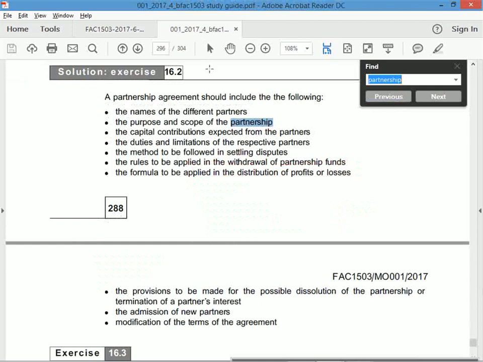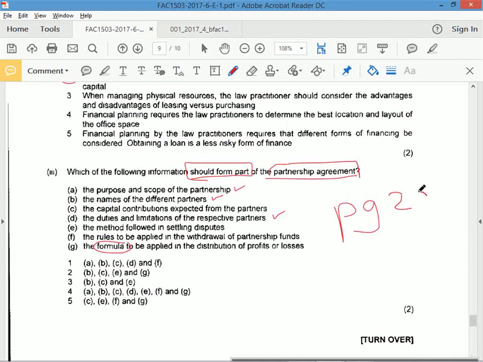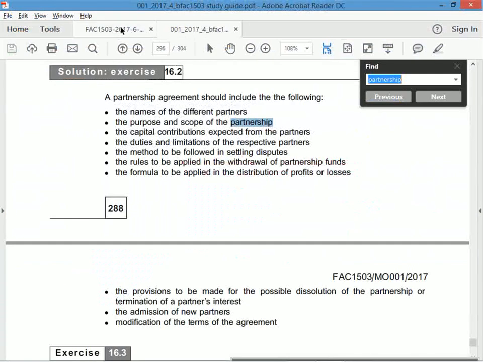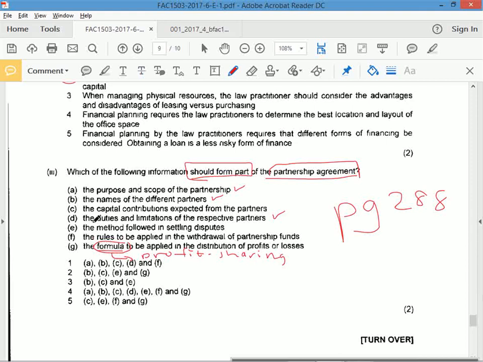Page 288. Okay, so I would have gone with profit sharing there, but formula would be fine then. That's why I say you need to stick to your UNISA study guide, because the UNISA study guide is going to test all of the theory. Okay, so this is what we're going to record. Option 4, all of it.